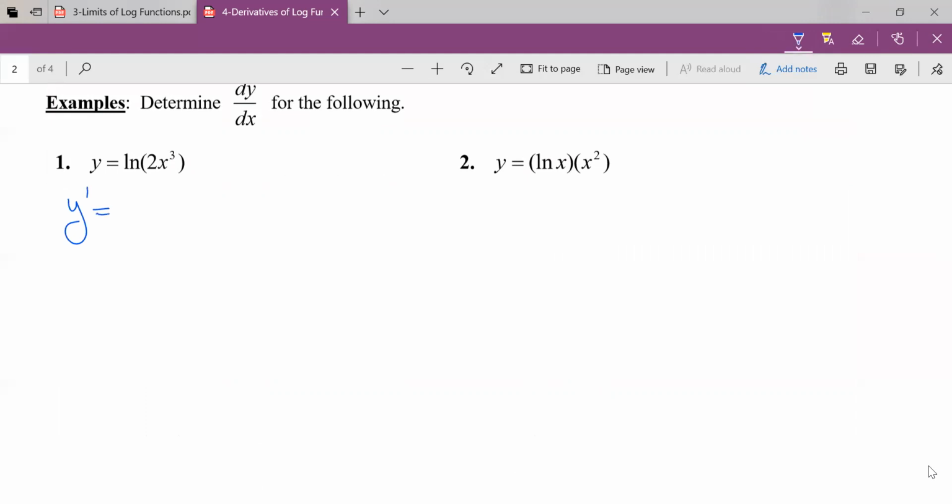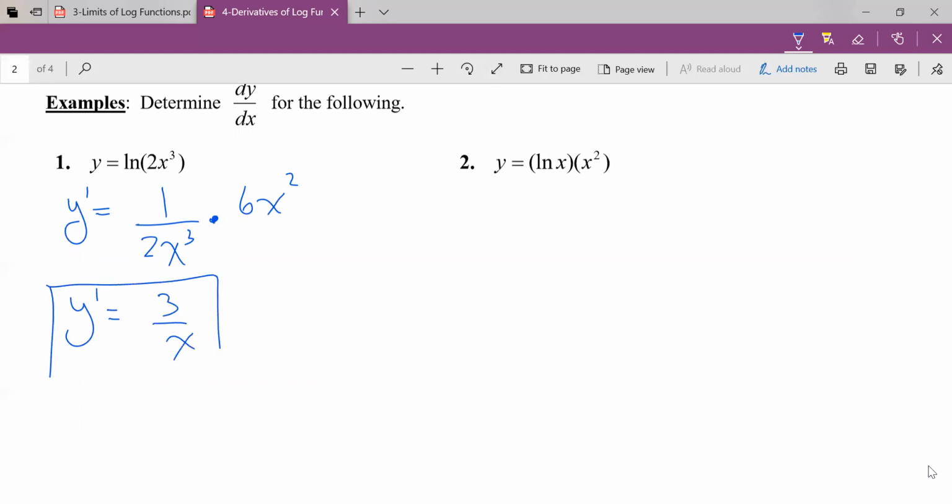So y prime, or dy dx. The derivative of natural log is 1 over my inside function, times the derivative of my inside function. That's chain rule, right? So multiplied by the derivative of 2x cubed, which is 6x squared. And now all we're going to do is simplify that, and that'll end up being 3 over x. This is why we like working with natural logs, because taking the derivative of them is so easy.